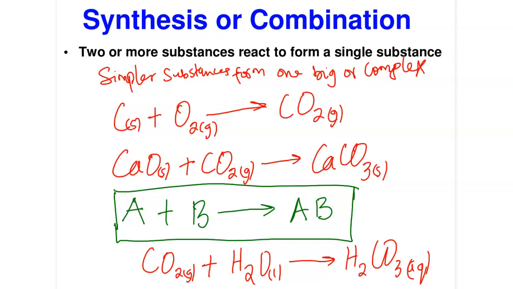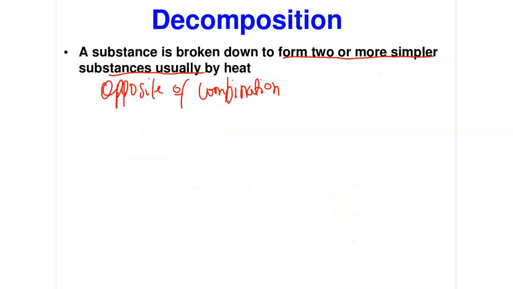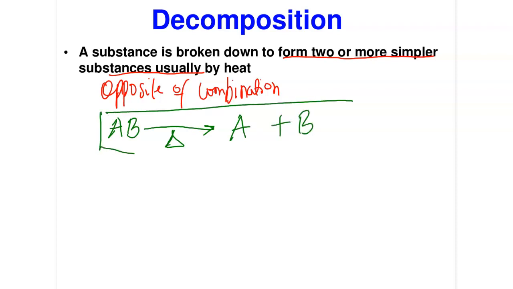So I can easily turn this around in opposite to form the general pattern for this decomposition reaction. If I have a complex AB, and of course this decomposition is usually done by heat. This means heat. You heat this thing up and it breaks down into A plus B. This is the general form of every decomposition reaction.